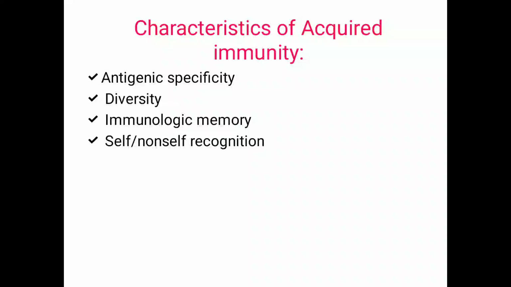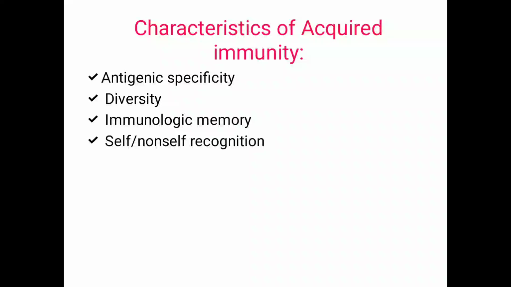Second, diversity, which allows the immune system to recognize billions of unique structures on foreign antigens. Third one is immunologic memory. Once the immune system has recognized and responded to an antigen, it exhibits immunologic memory. So, a second encounter with the same antigen induces a heightened state of immune reactivity. Therefore, the immune system can provide long-lasting immunity to many infectious diseases after an initial encounter.